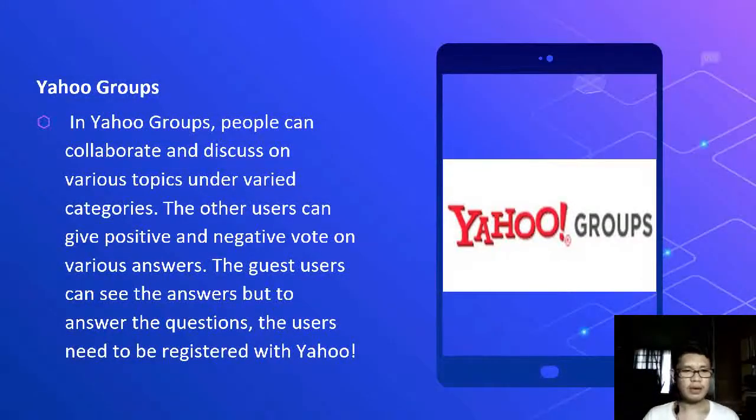Next is Yahoo Groups. People can collaborate and discuss various topics under varied categories. The other users can give positive and negative votes on various answers. The guest users can see the answers, but to answer a question, users need to be registered with Yahoo.